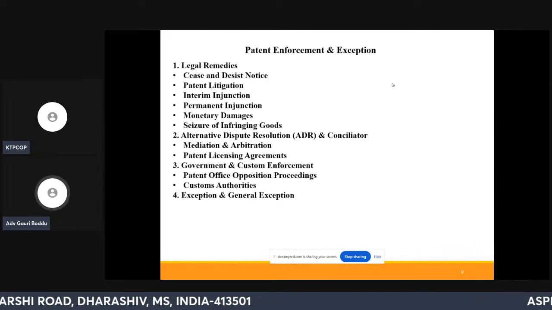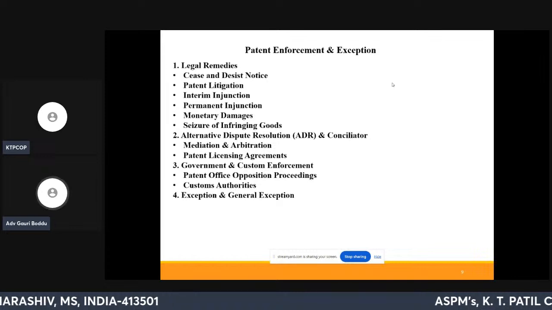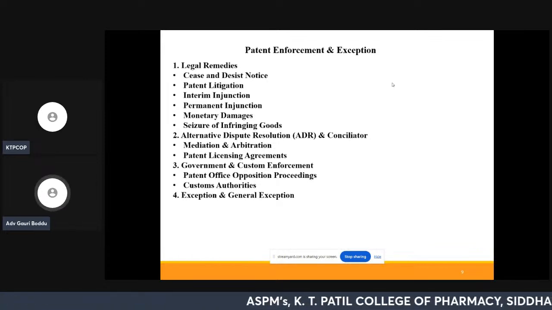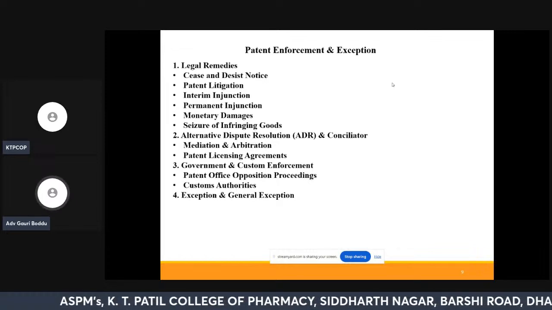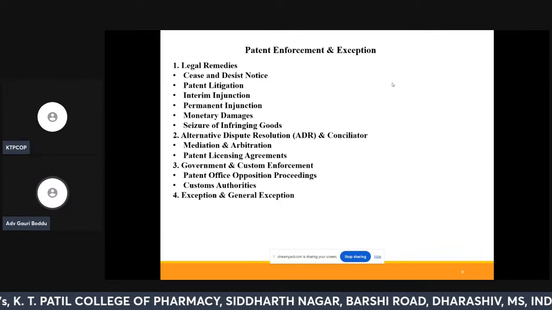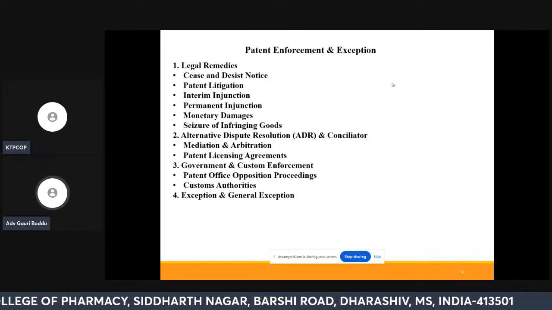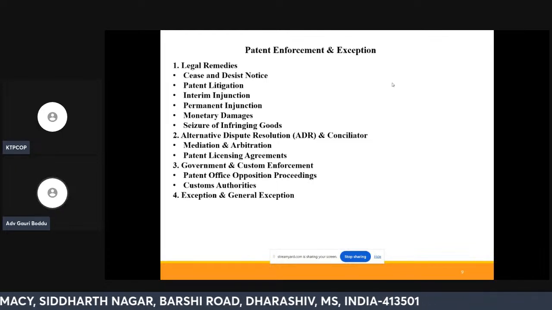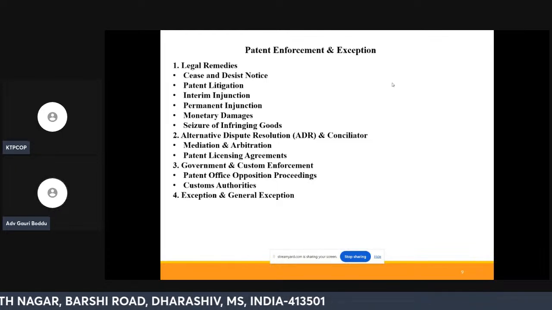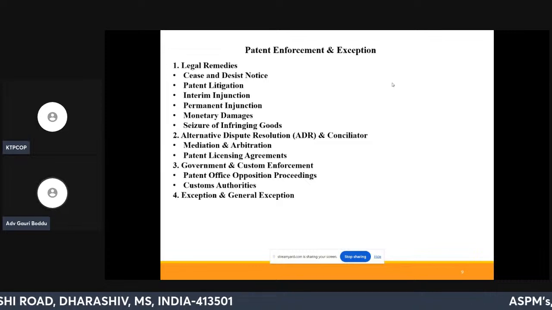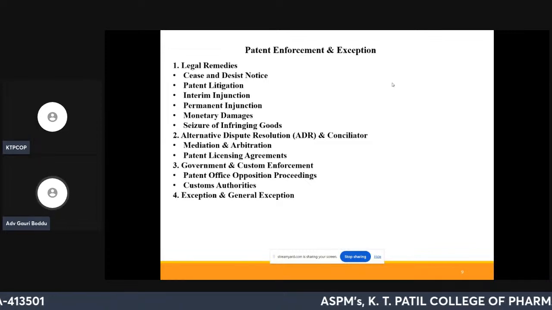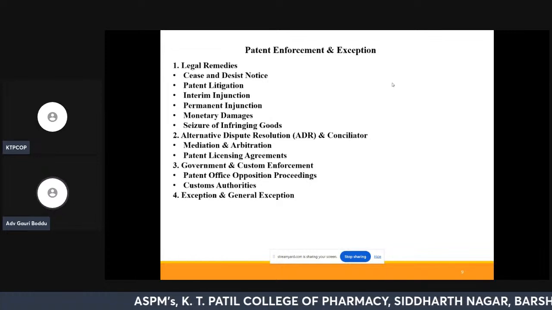So monetary damages means if something wrong has happened and you have faced irreparable loss, there will be monetary damages that another person has to bear if the court has passed the order. Now, what is seizure of infringing goods? Removal of counterfeit or infringing products from the market. These are the legal remedies where you can file a suit in the court regarding the patent, about your design, etc.